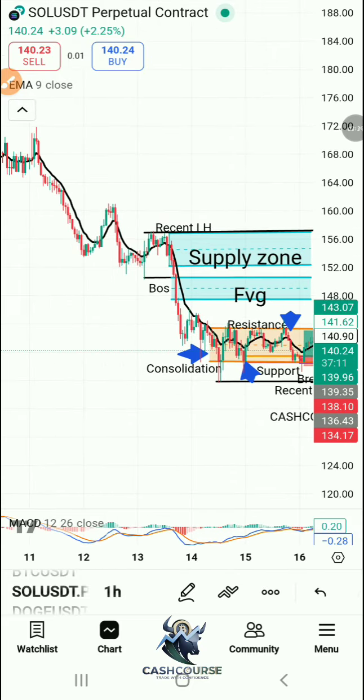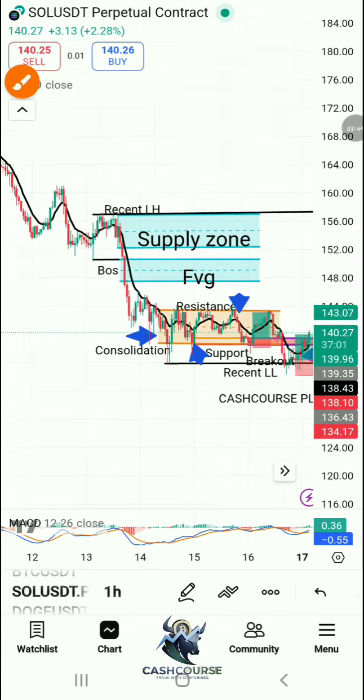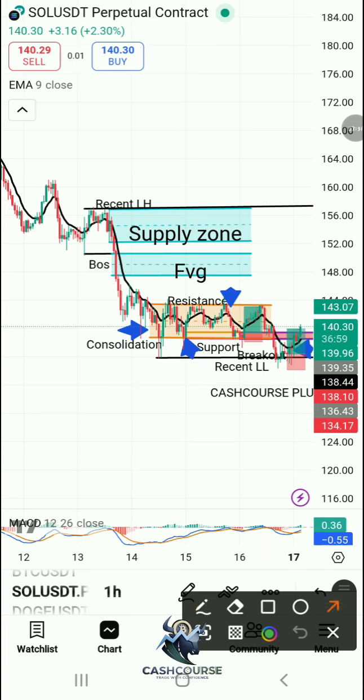So as you can see, the market was on a downtrend, and then we got consolidations over here. So this over here is our recent lower high. Like I indicated over here, this is our supply zone. Since we are on the downtrend, we are going to be looking for supplies, because on the downtrend, sellers are more active in the market.